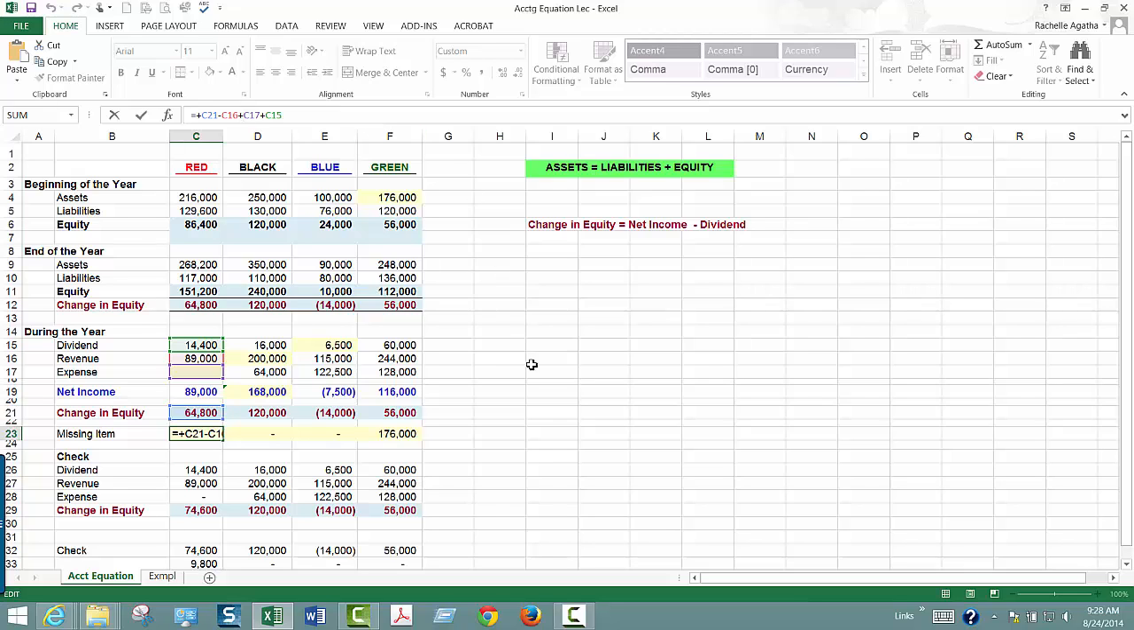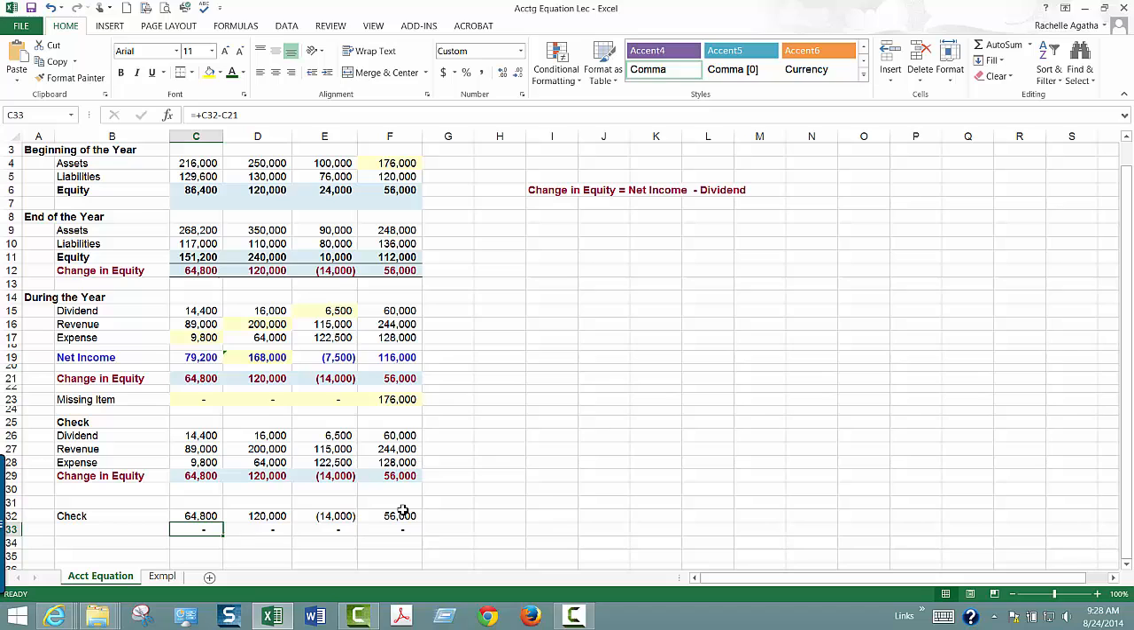So here you have the C21, which is the change in equity, less C16, which is the revenue, plus C17, which is the missing number, plus C15. So right there, your missing number is the 9,800. So if I put the 9,800 in this equation, now I have net income of 79.2. So I could prove that out because 79.2 minus the dividend is the change in the equity. I did a check down here for you so that you could see that my change in equity works out. And I also checked it totally at the bottom.